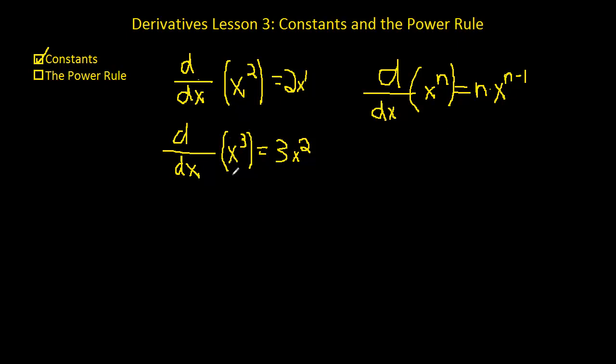Now, the same thing goes over here. We take the 3 down in front of it, and then decrease the power by 1. So this 3 shows up in front, and now we have x squared here.